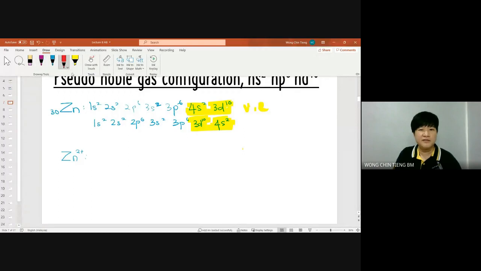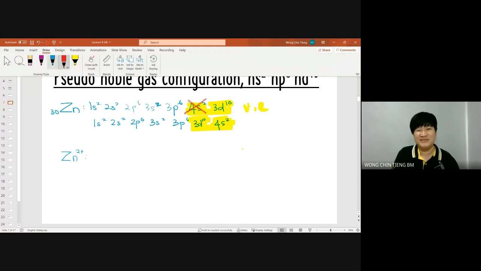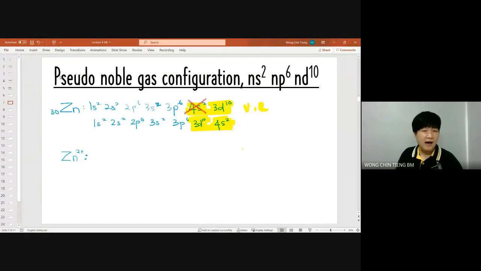Kenapa kita buang dari 4s dulu? Sebab dia outermost, dia paling luar lah. Okay, itulah macam Miss Wong ajar dalam kelas. Sebab dia duduk paling luar. Yes, sebab dia adalah outermost electron. Okay. So your zinc 2+ over here, we will remove your 4s2 first.